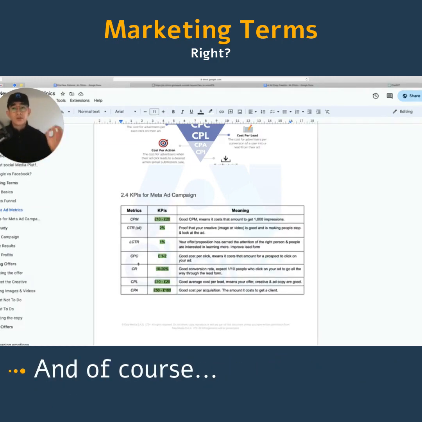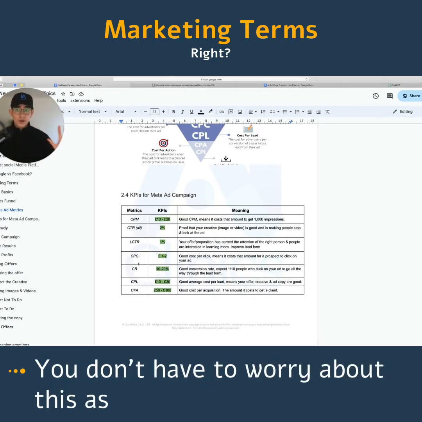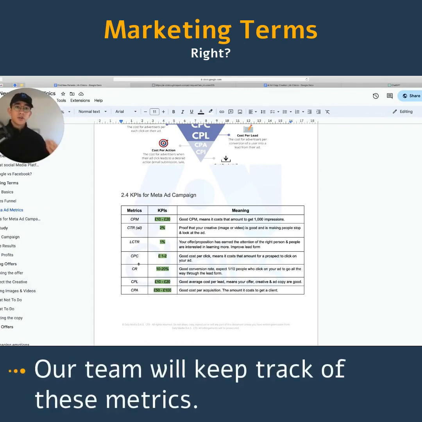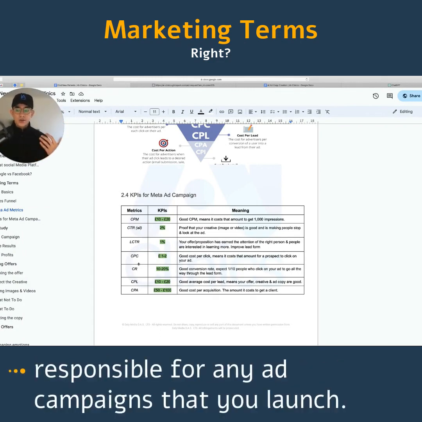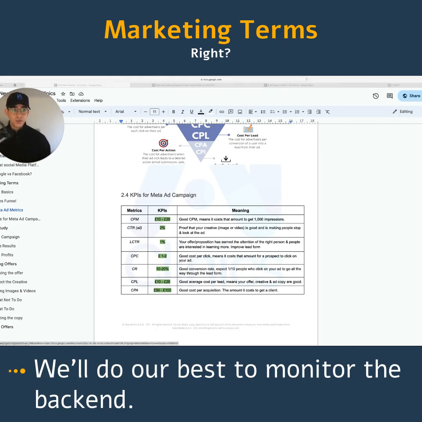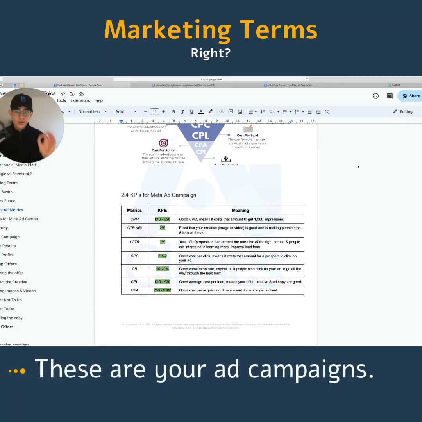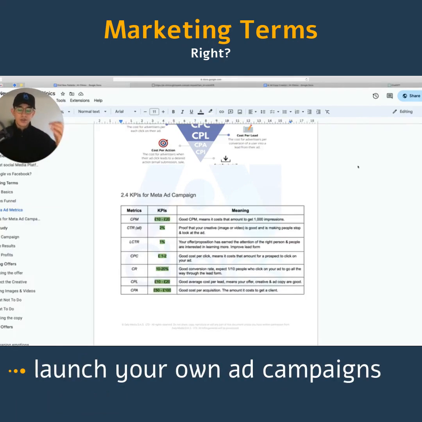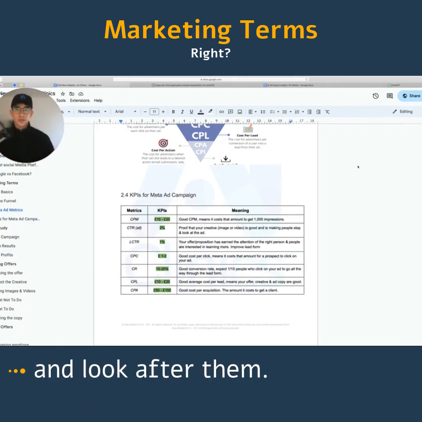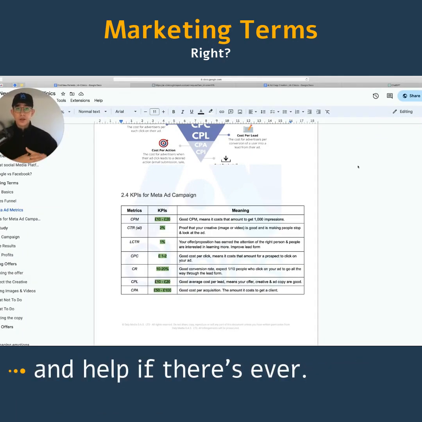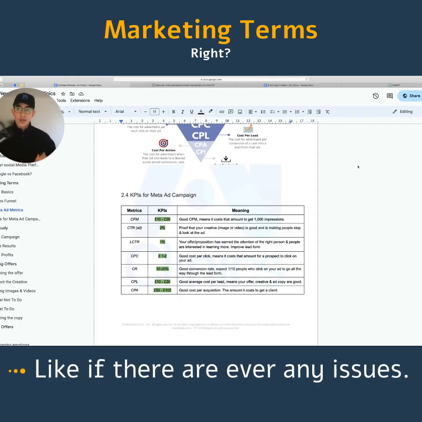And of course, you don't have to worry about this as much, right? Our team will keep track of these metrics, but it's also fair to say that you guys are responsible for any ad campaigns that you launch yourselves. We'll do our best to monitor the back end, but of course, these are your ad campaigns. We're trying to give you the autonomy to launch your own ad campaigns and look after them, and we'll be there to supervise and help if there are ever any issues.